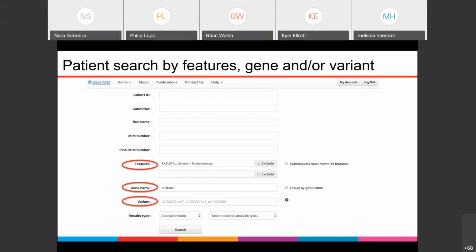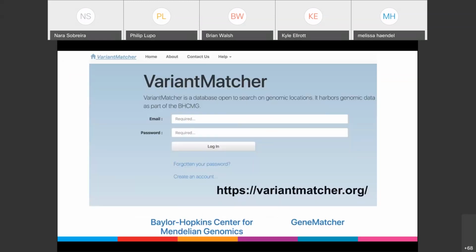The next slide. And then from there, I can send patients to Variant Matcher and make it available to be queried by individuals from outside the project.